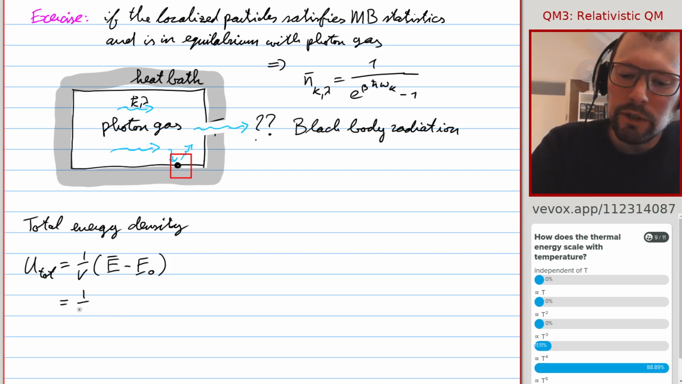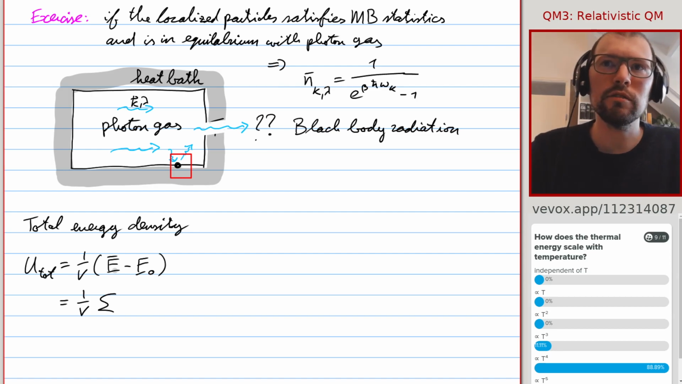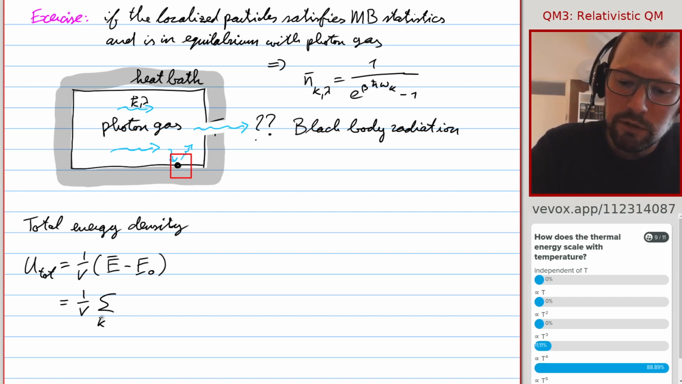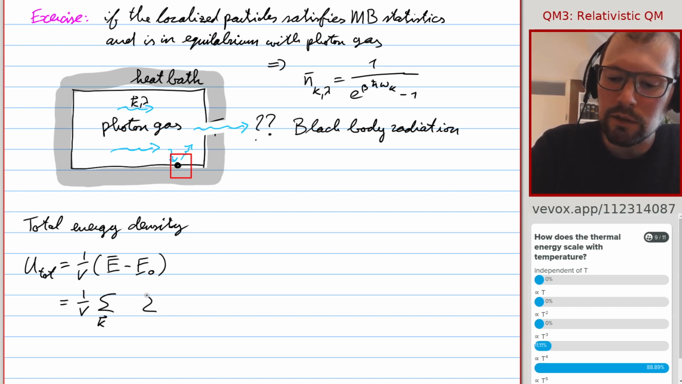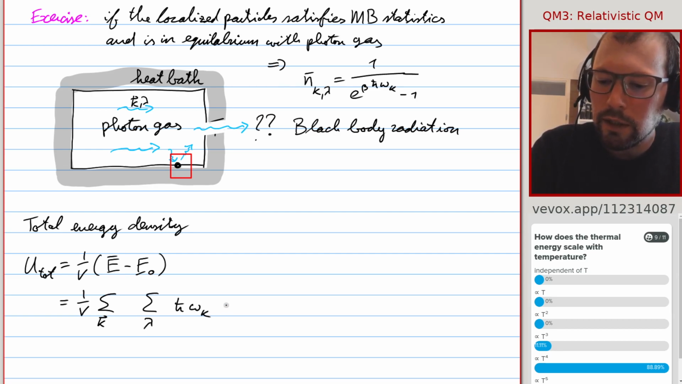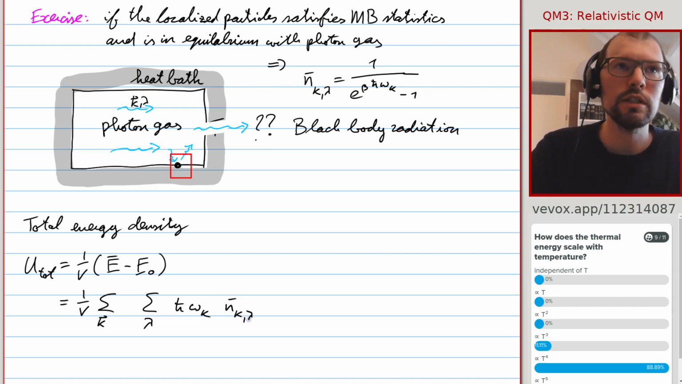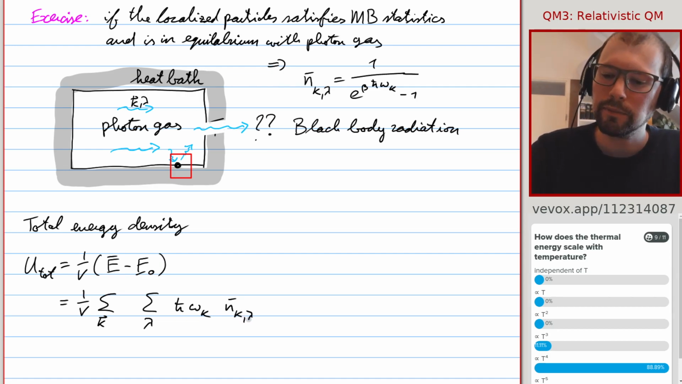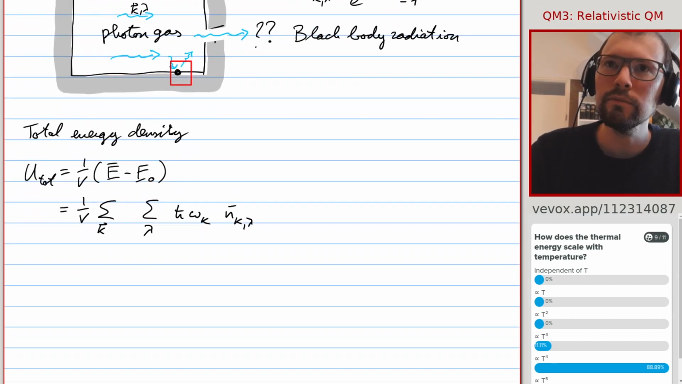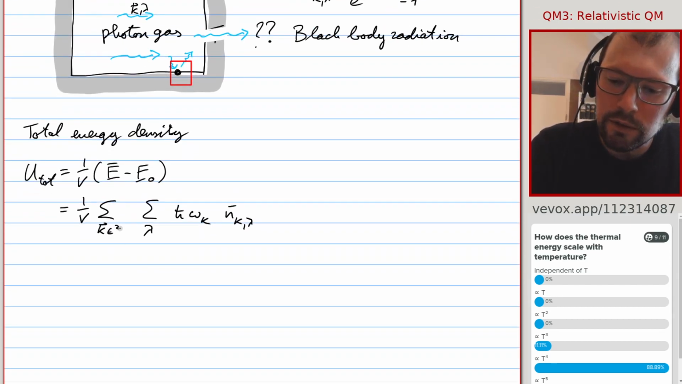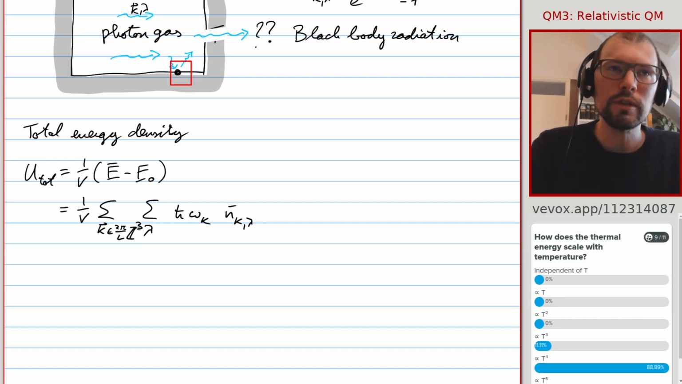And we know what to do here. This is just the eigenvalue of the Hamiltonian. So I have my sum over the wave vectors, sum over the polarizations, h bar omega k, and then the average number of photons in this state. Let us recall this is summing over 2 pi over L times triples of integers.